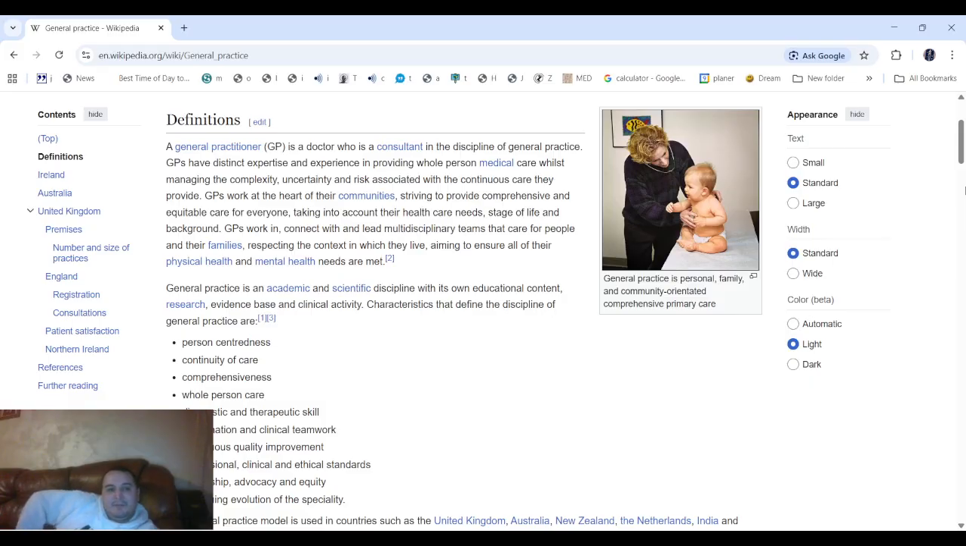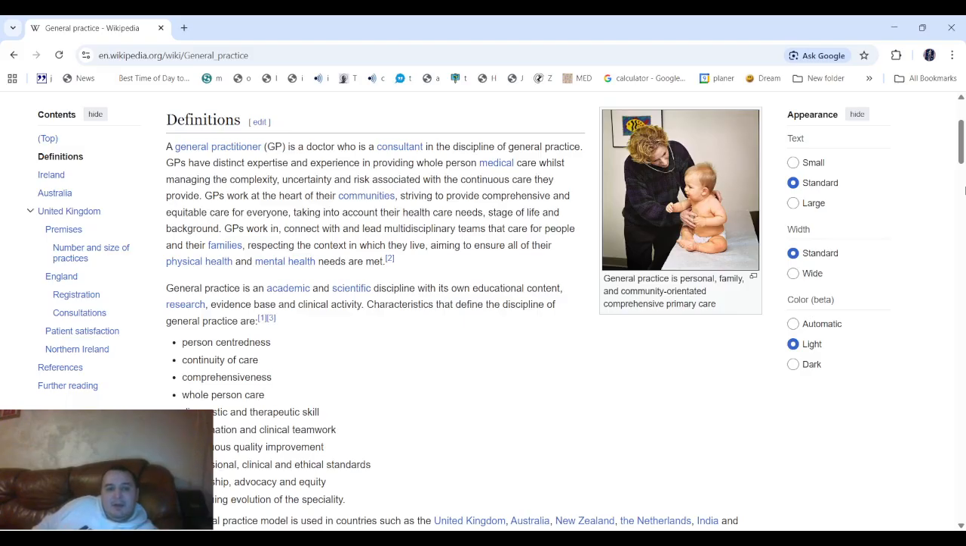Definitions: a general practitioner (GP) is a doctor who is a consultant in the discipline of general practice. GPs have distinct expertise and experience in providing whole person medical care whilst managing the complexity, uncertainty, and risk associated with the continuous care they provide. GPs work at the heart of their communities, striving to provide comprehensive and equitable care for everyone, taking into account their healthcare needs, stage of life, and background.